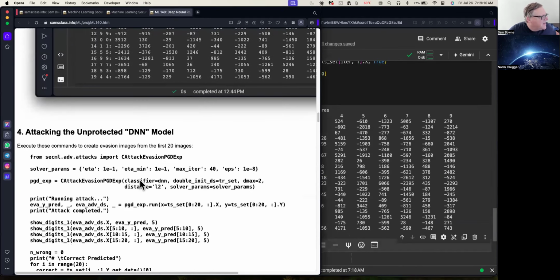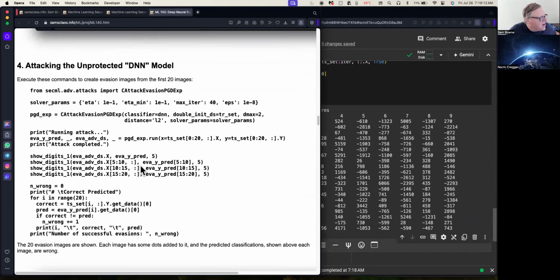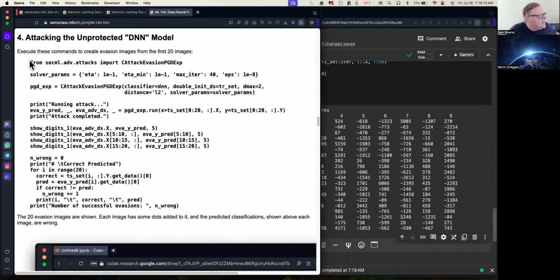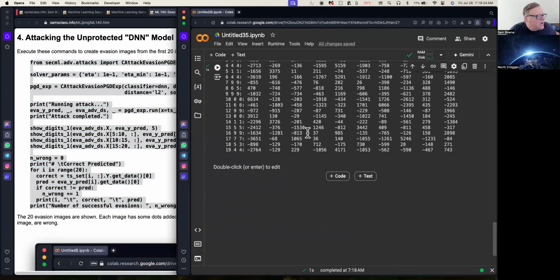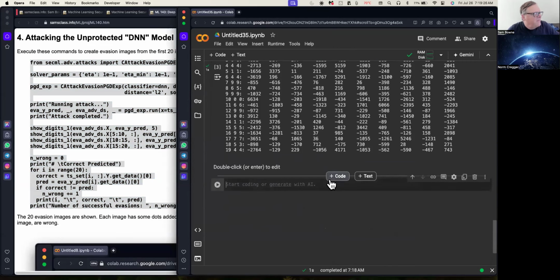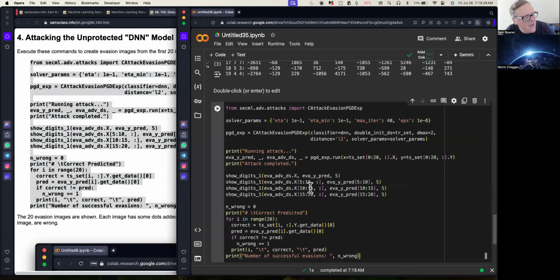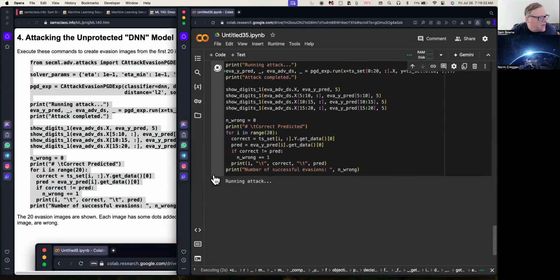All right. So now we're going to attack the model using an attack we've used before, the C-attack evasion PGD-EXP. That's one that will carefully calculate what modifications to these images will most confuse the model. And it has access to the whole model, knowing all the parameters and everything, so it can calculate the most efficient evasion attack.